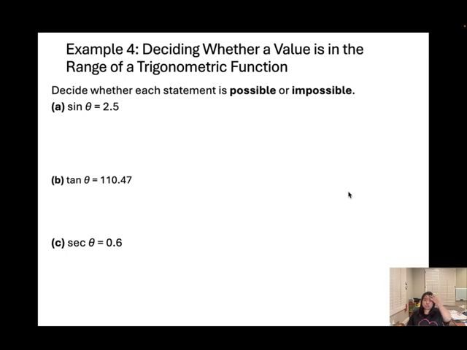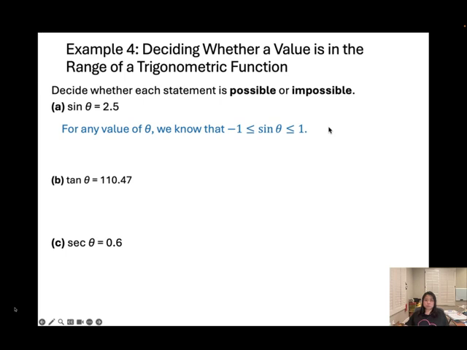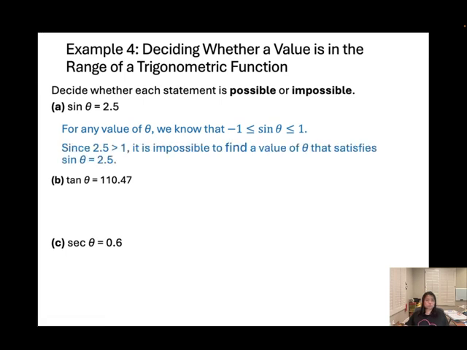Decide whether each statement is possible or impossible. Sine theta equal to 2.5. This is talking about the range, right? You could think about y equal to sine theta, so y equal to 2.5. Is it possible? Go back here. For sine, the range is always in between -1 and 1. 2.5 is outside of this range, so that would be impossible. You can try to use the calculator. If you do inverse sine of 2.5, you're going to get an error on your calculator.